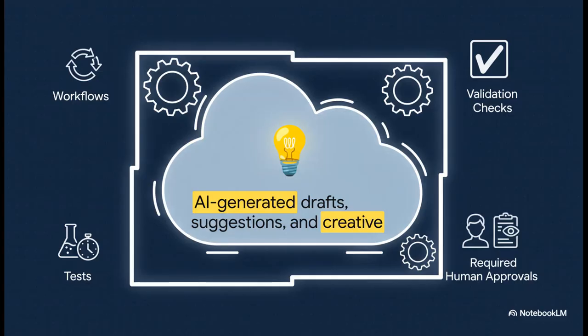A really strong agentic system does something brilliant. It combines two different worlds. It takes the probabilistic, sometimes unpredictable power of AI for all the creative stuff, like generating a first draft. But then it wraps that creativity inside a deterministic, totally predictable structure that you control. A structure made of workflows, tests, and human approvals. That's a system you can actually trust.